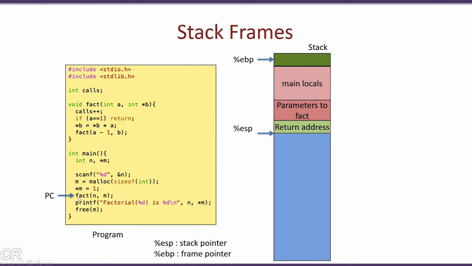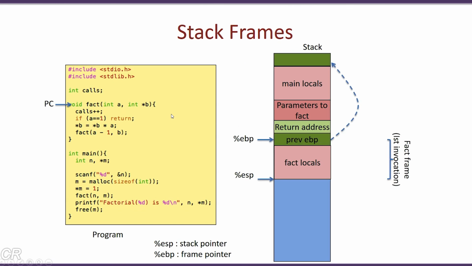So therefore, after the call to the fact function, you would have an active frame which looks like this. There are the locals of the main function, comprising n and m. You would have the parameters to the fact function, which here again would be a copy of n and m, and then you would have the return address. The next thing that happens is that the fact function starts to execute.